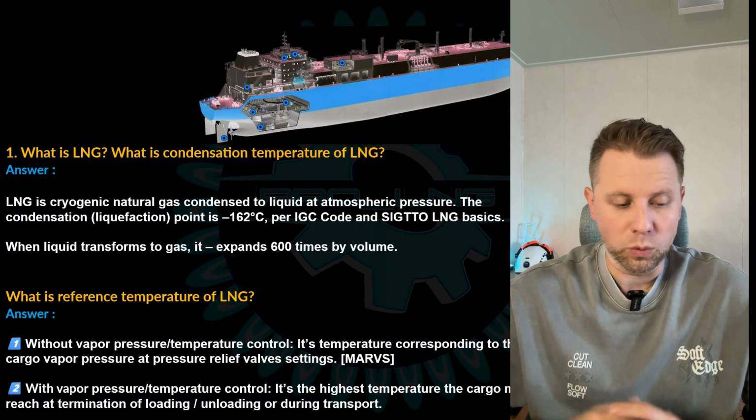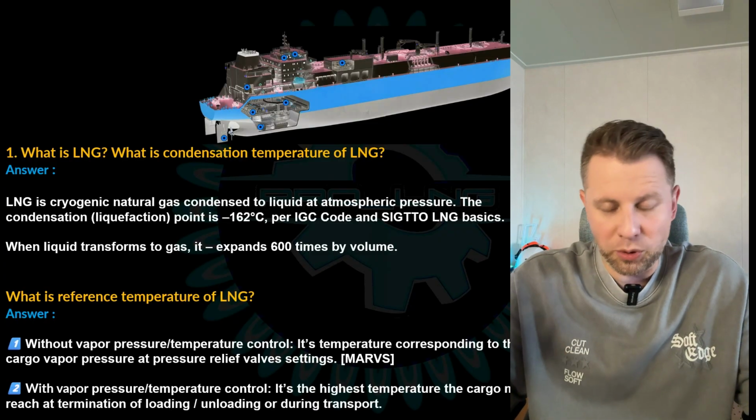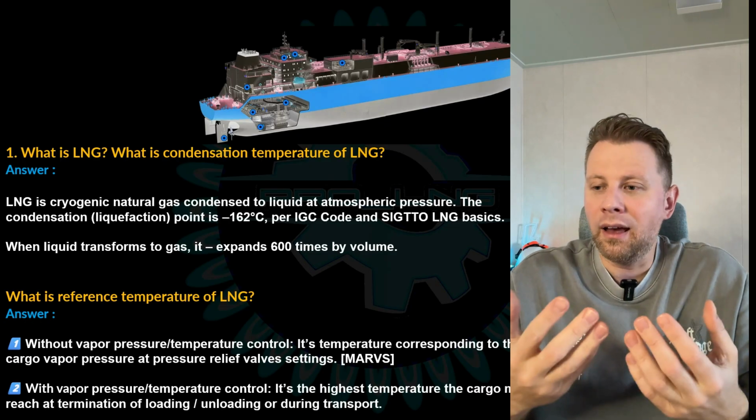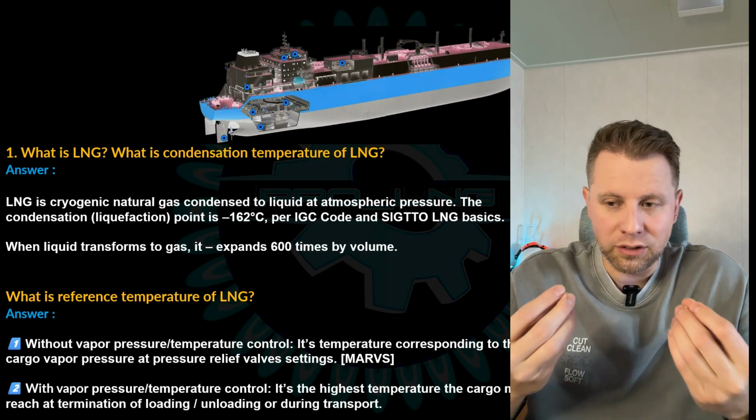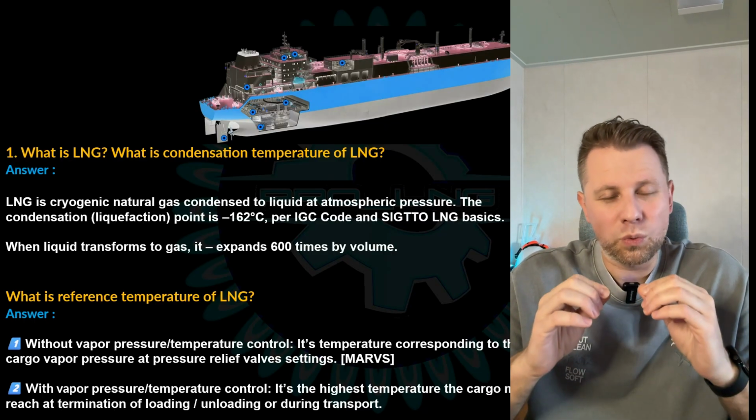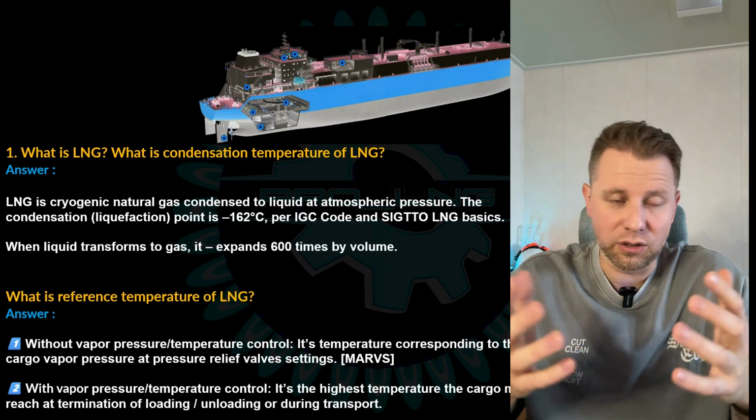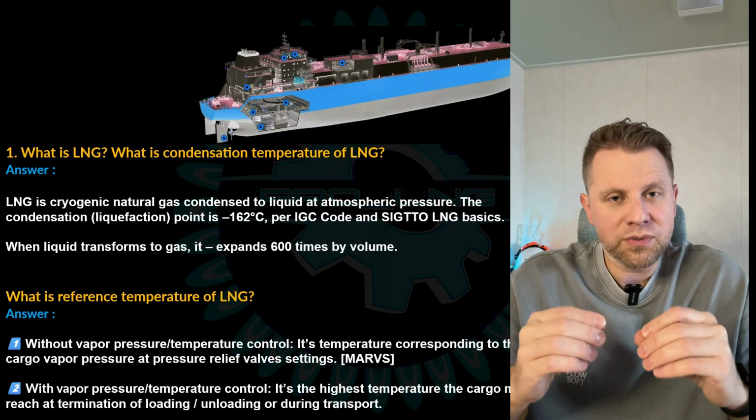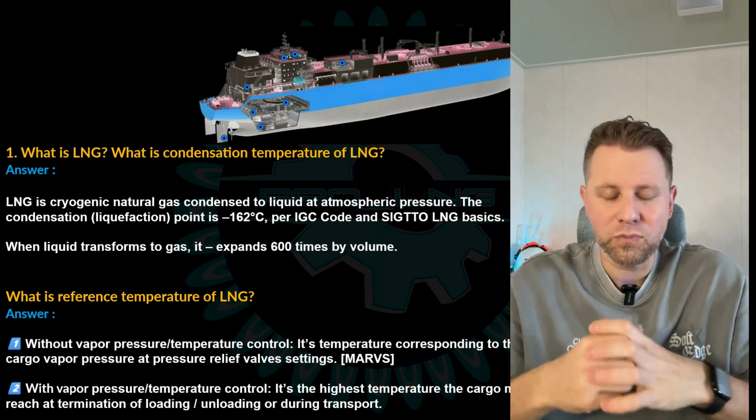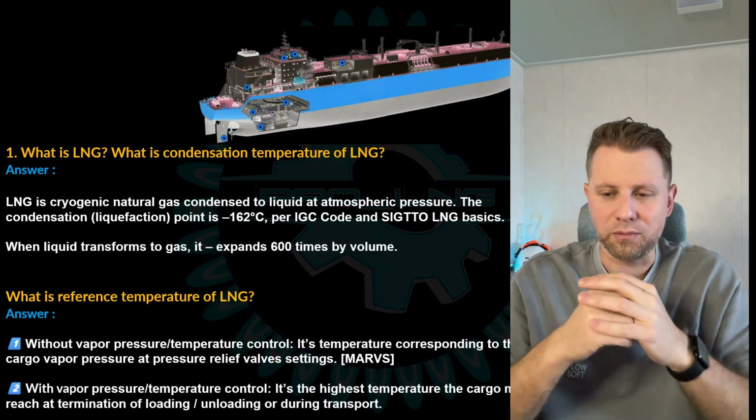What is LNG? What is the condensation temperature of LNG? Well, LNG, you probably know already, is cryogenic natural gas condensed to liquid at atmospheric pressure. So the condensation, just the liquefaction point, is minus 162 degrees Celsius per the IGC Code and SIGTTO LNG basics. When liquid transforms to gas, it expands 600 times by volume. So that's why we need to condense it and store it as liquid for easier transportation.